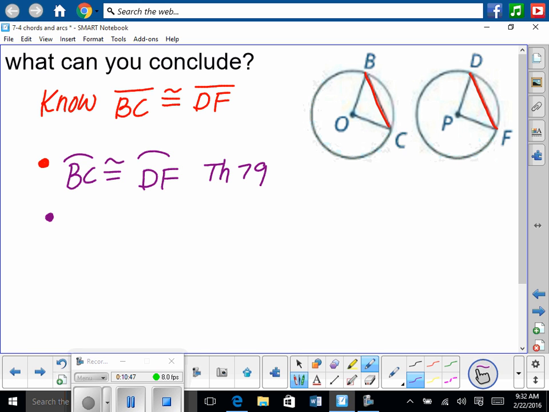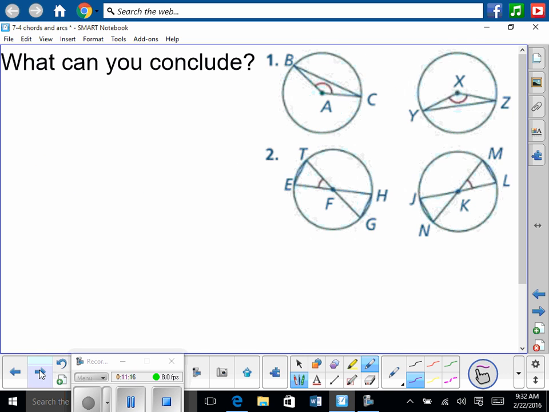Okay, guys, what's another thing we conclude? Can we conclude that if a chord's equal to a chord, aren't the angles equal to the angles? So can't I say angle O is congruent to angle P? Which theorem's that? Tell me, guys, if we go this slow, we're never going to get through this lesson. 80? Sweet. Isn't that pretty much what we can conclude from this?